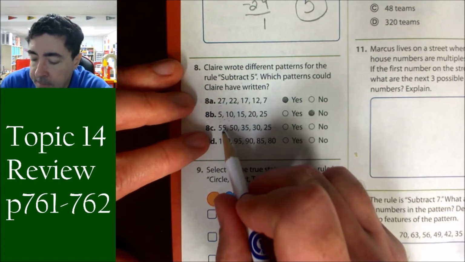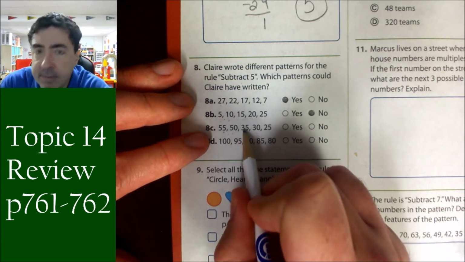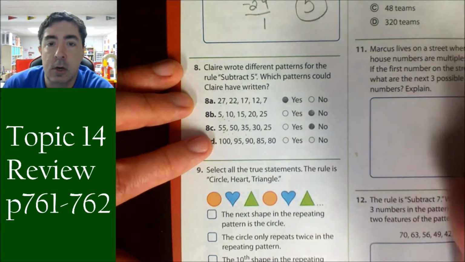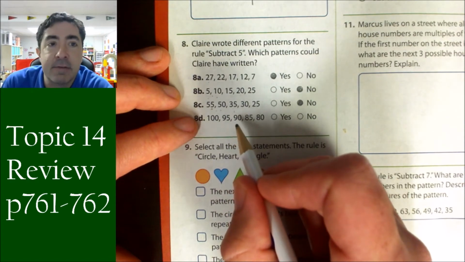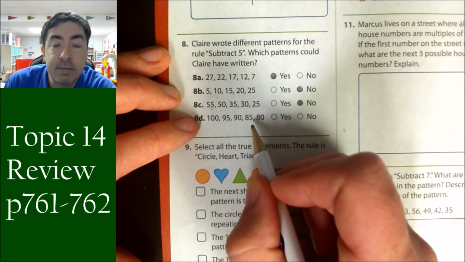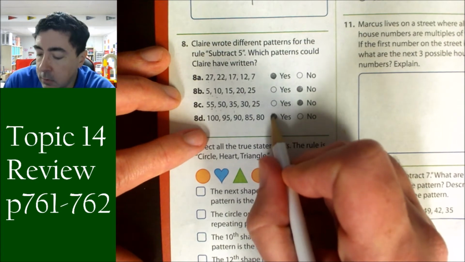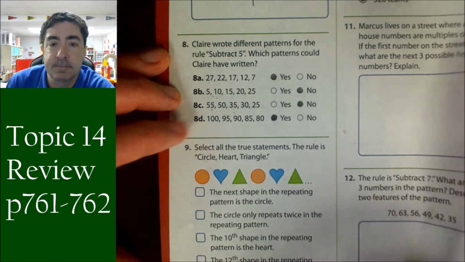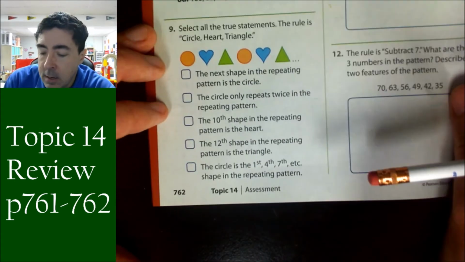Okay, let's look at this one. 55 minus 5 is 50. That's good. 50 minus 5 is 35? No, 50 minus 15 is 35. This one's a rule breaker, and so we have to put no. Last one in number 8. 100 minus 5 is 95, minus 5 is 90, minus 5 is 85, minus 5 is 80. That one works the whole way through the pattern. So it should go yes, no, no, and then yes.